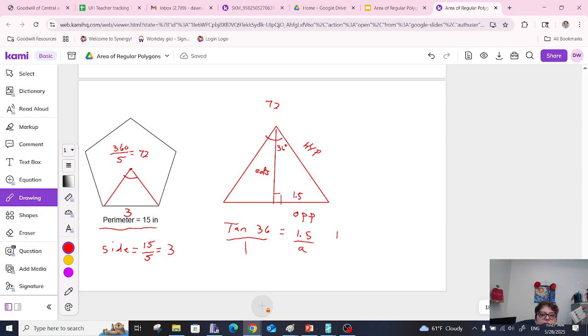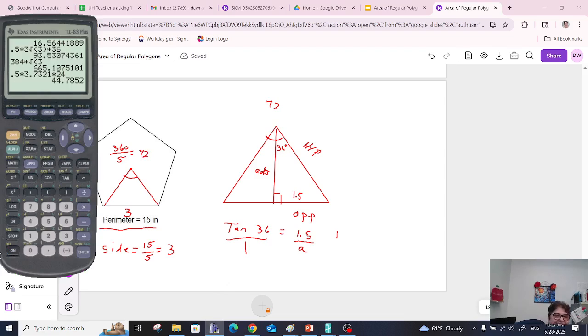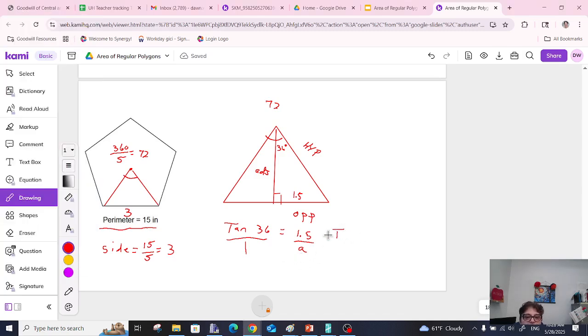Yes? Why are we using tangent of 36? What was 360 divided by 5? Hold on a minute. Okay, so 360 divided by 5 is 72 degrees. Then you divide that by 2 because you're using half the triangle, which is 36. You're good now? Okay.